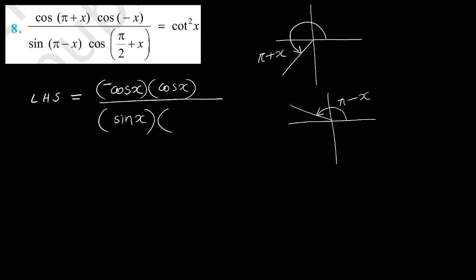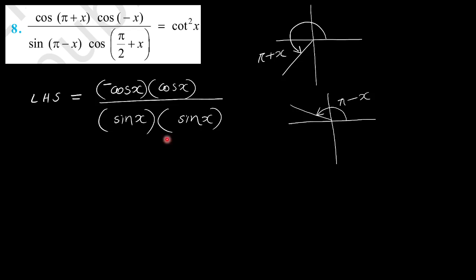The next one: pi by 2 is 90. I will clarify all your doubts. Let me complete the solution. Pi is 180, 180 by 2 is 90, right? 90 plus x. If the starting angle is 90 or 270, cos becomes sine. Then write the last angle.